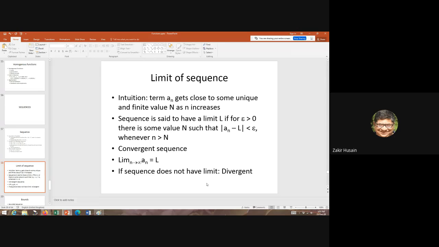Now, if you have a convergent series, then n is the value towards which the series approaches. We call this finite value n the limit of this sequence. Technically, we can say that a sequence is said to have a limit L if we take some value epsilon, which is very small and positive, then there is some value N such that |a_n minus L| will be less than epsilon whenever n is greater than N.